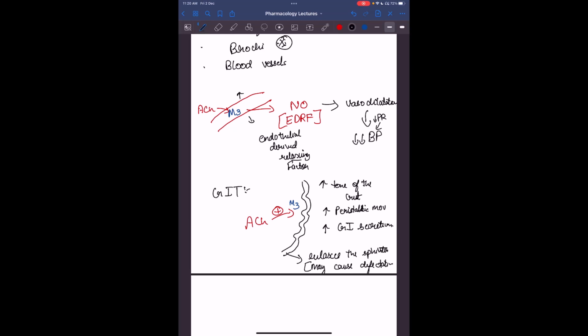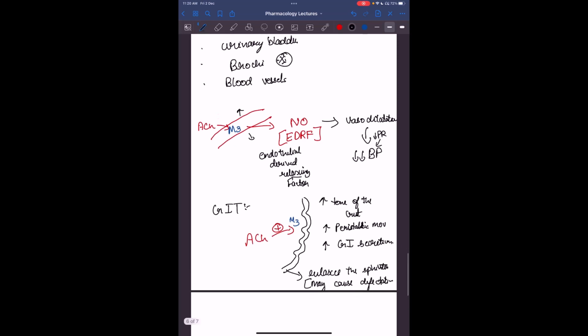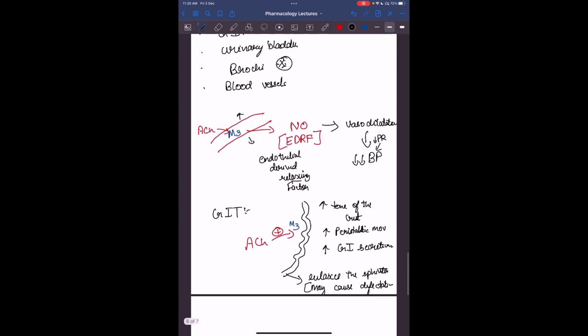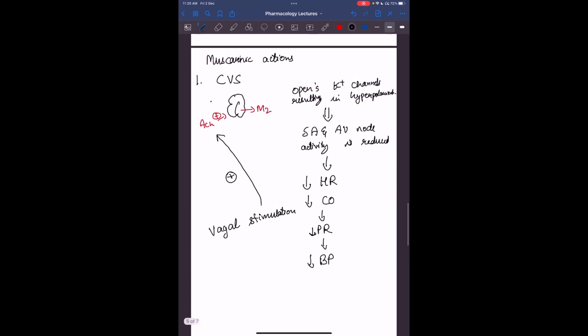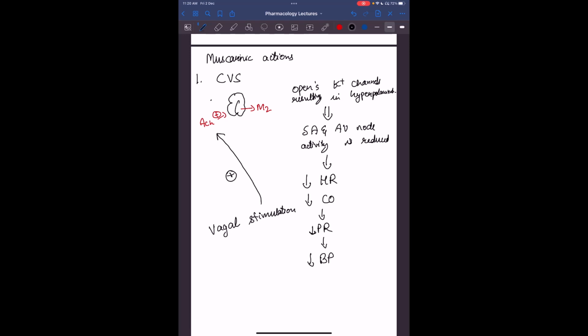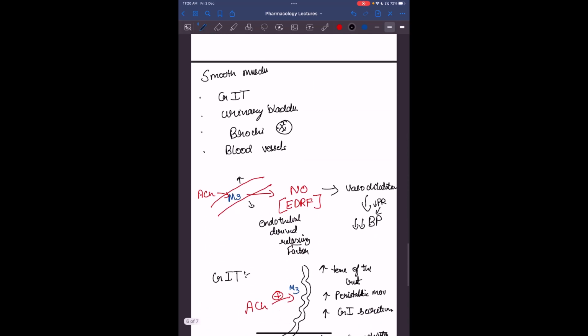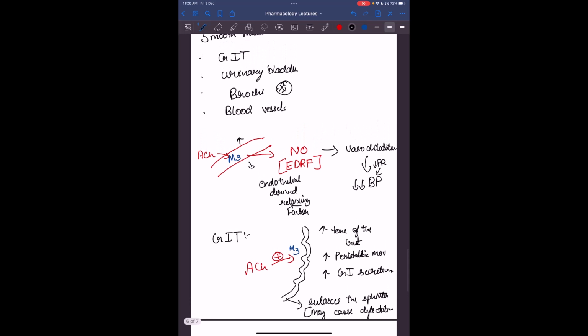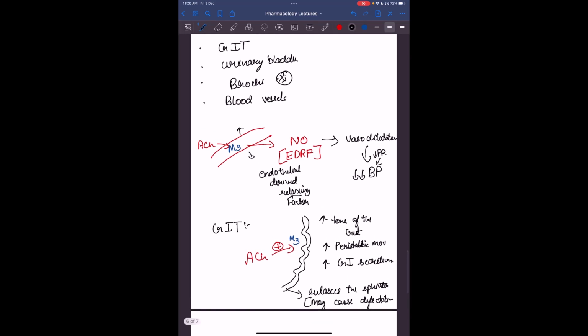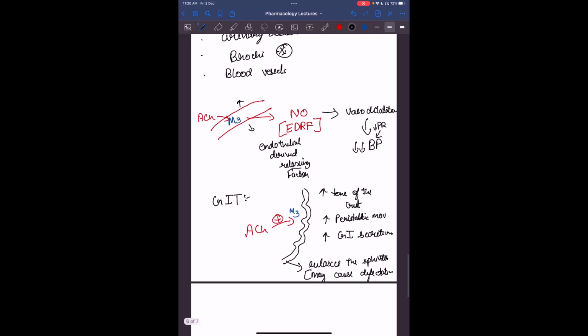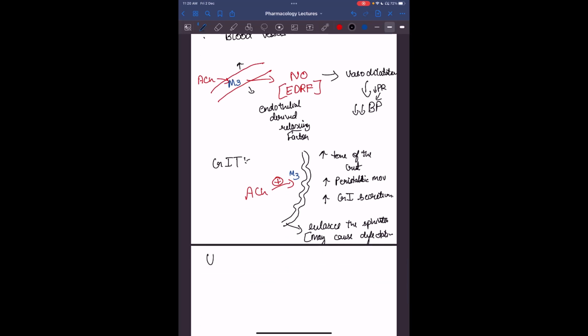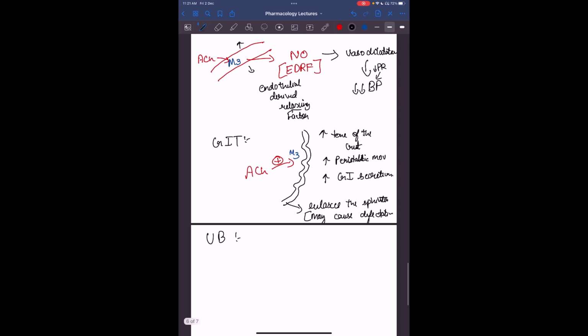I'll tell you everything in detail, but right now you just remember these things. Acetylcholine on blood vessels causes release of nitric oxide, which leads to vasodilation and a decrease in BP. Acetylcholine decreases the heart rate on cardiac stimulation. It opens potassium channels at the AV node, and heart rate is decreased. Same way, acetylcholine stimulating the GI causes defecation. Same on the urinary bladder, it helps in urination.